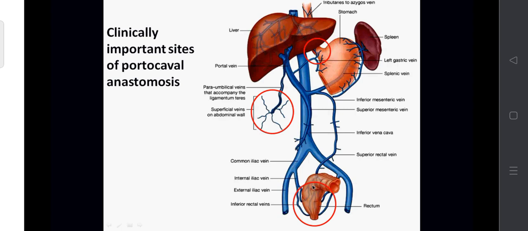These are the three clinically important sites of portocaval anastomosis: lower end of esophagus, umbilicus and the anal canal.